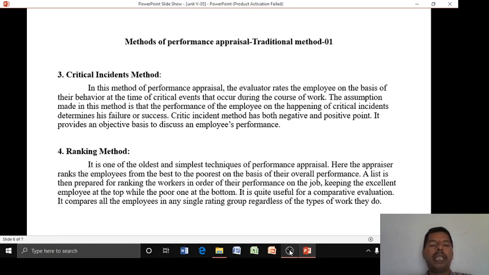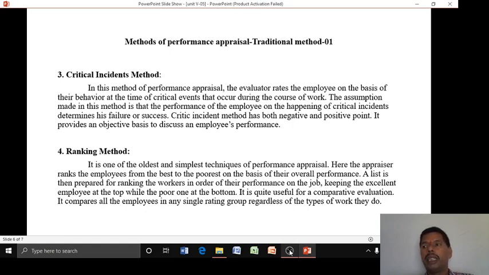The assumption made in this method is that the performance of the employee on the happening of critical incidents determines his failure or success. At such a critical time, how he is doing the job, right? That determines his or her failure or success. Critical incident method has both negative and positive points.